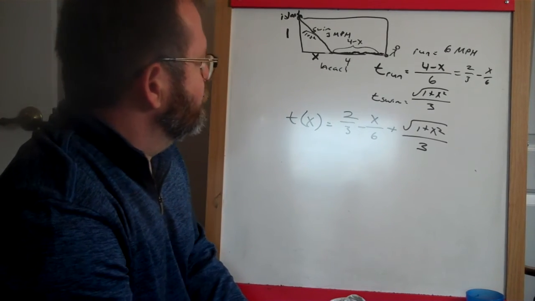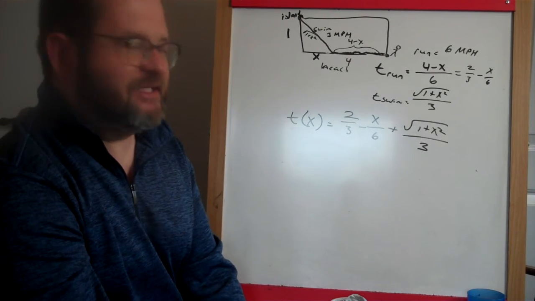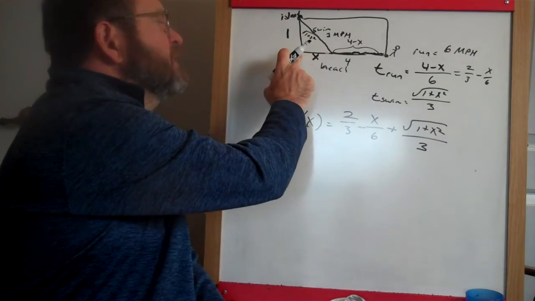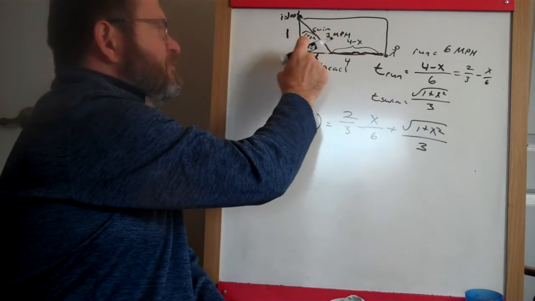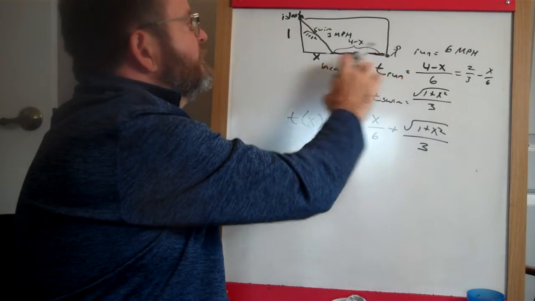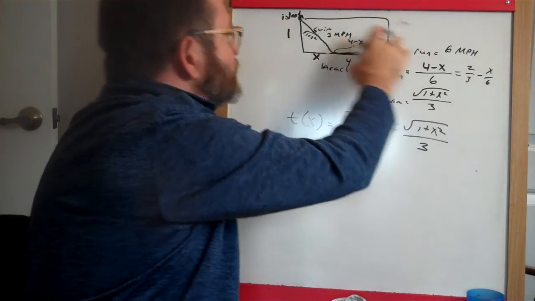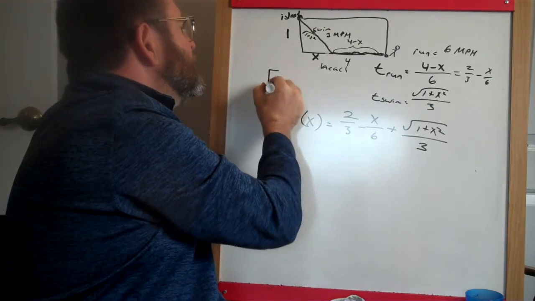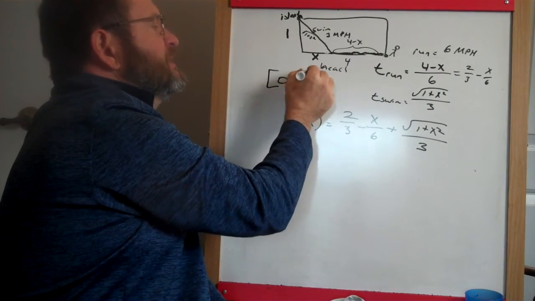What is the interval here? What values of x are going to make any sense? Does it make any sense to cut less than 0 off? Like to actually run past over here and then swim? No, of course not. Does it make any sense for x to be bigger than 4? Like we actually run this way first and then swim? No. Clearly the interval we care about is 0 to 4.